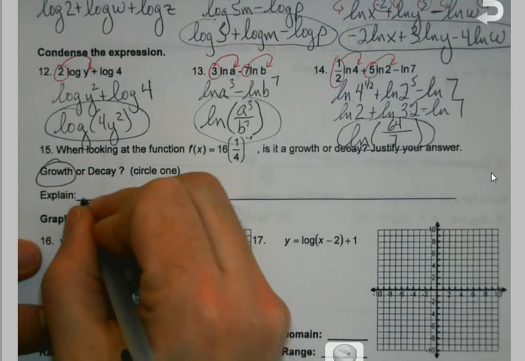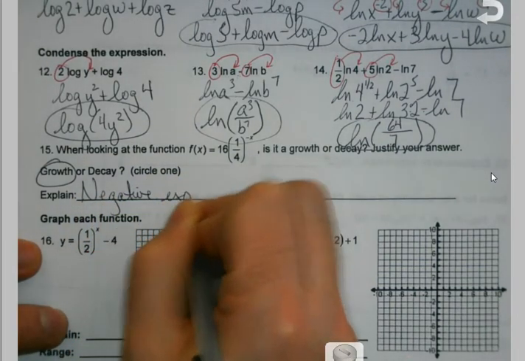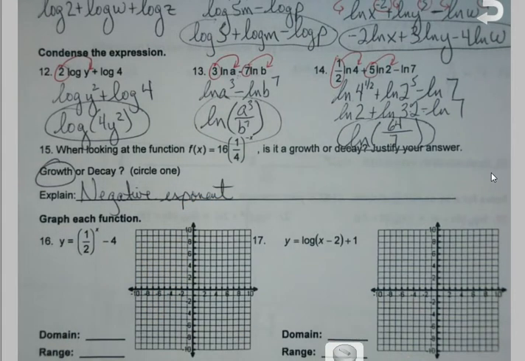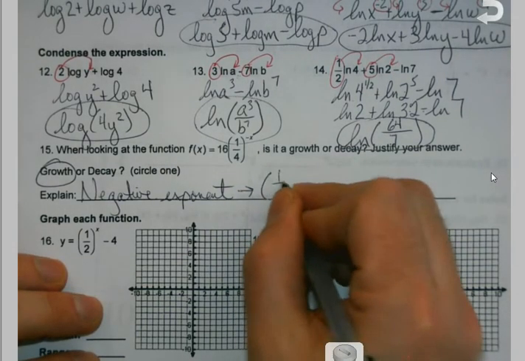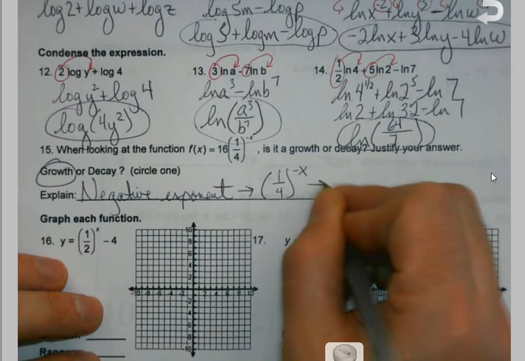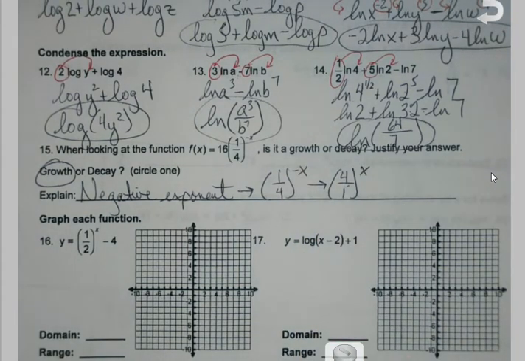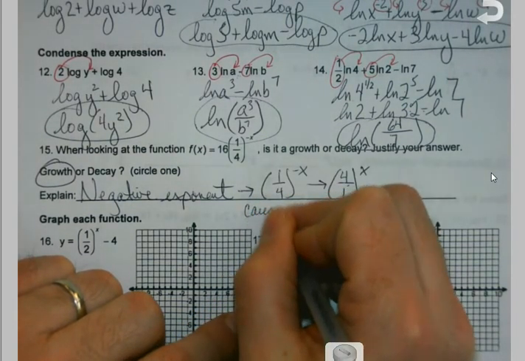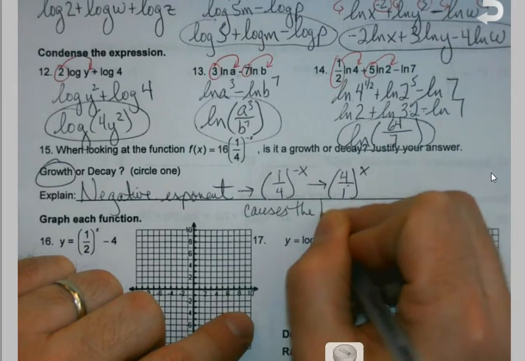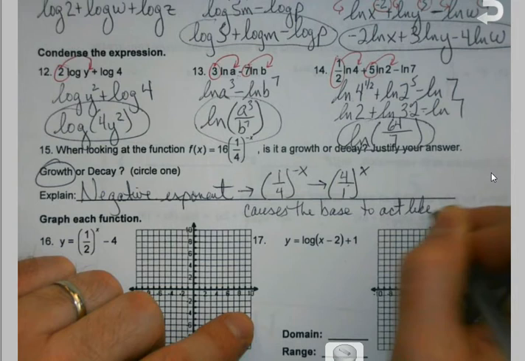So I agree that the negative exponent does cause it, but it's what the cause is that you need to explain a little bit more. And I don't care if you even do something like saying 1/4 to the negative x becomes 4 over 1 to the x, because we know that 4 would be growth. Okay. Or something to the effect of the negative exponent causes the base to act like its reciprocal.